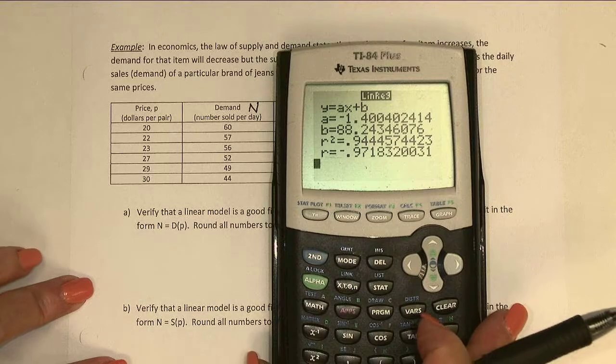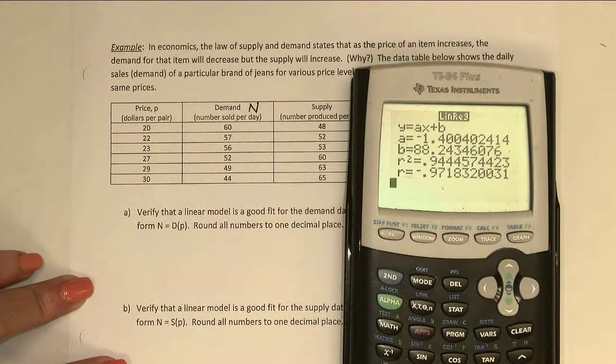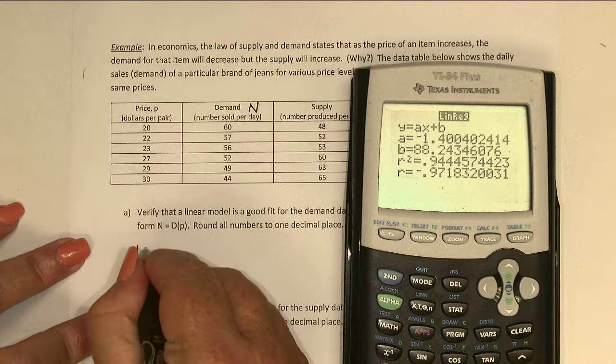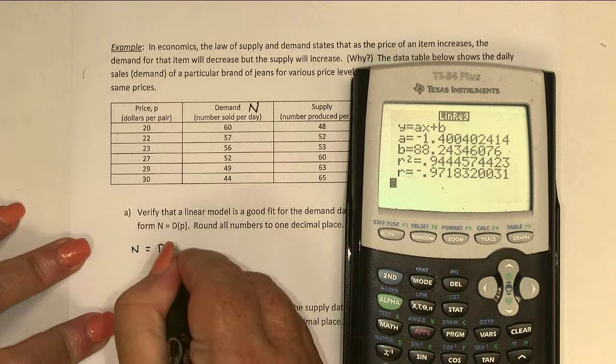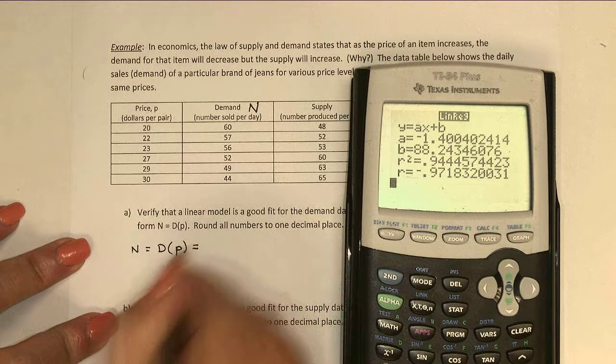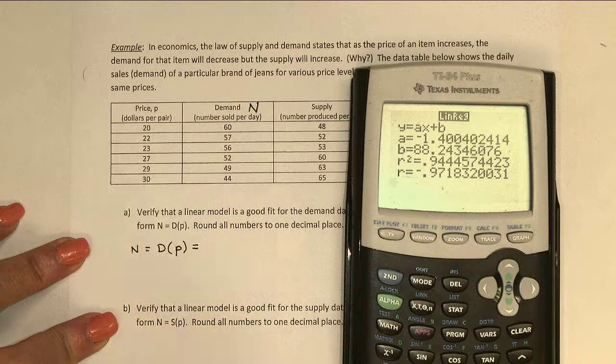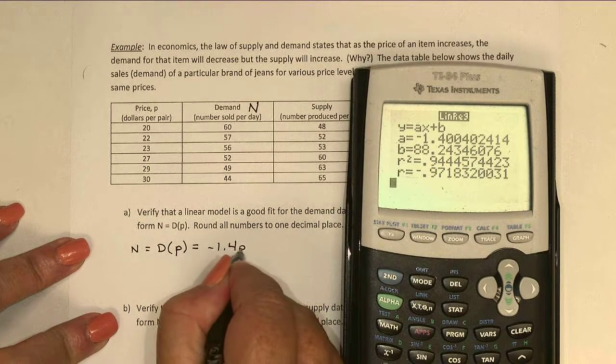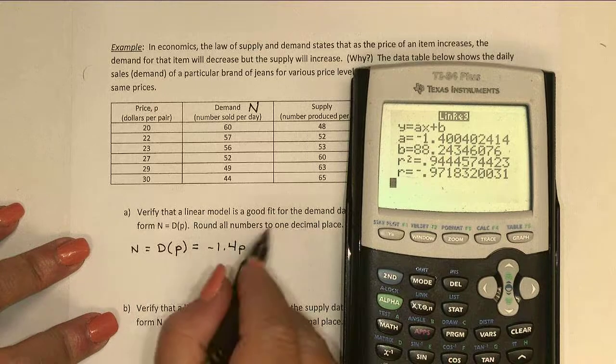So I'm going to go ahead and write my equation here in this form. N is equal to the demand based on price, D of P, equals negative 1.4P plus 88.2.